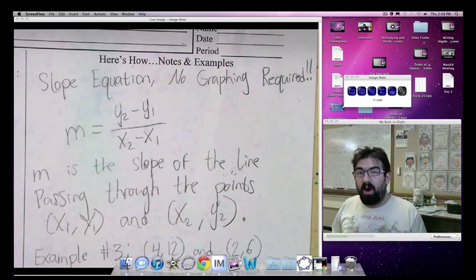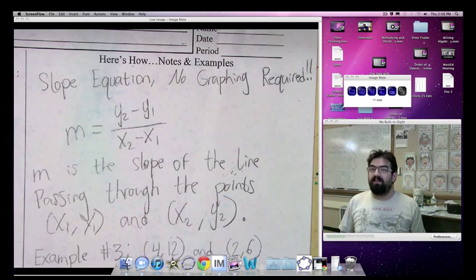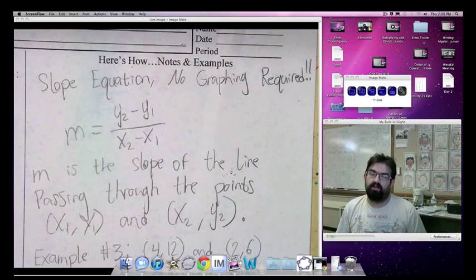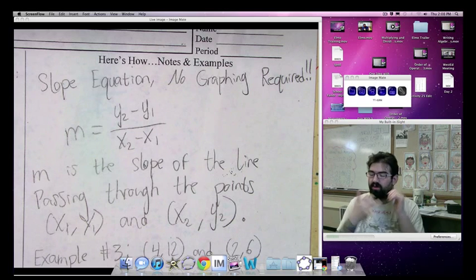Slope equation. No graphing required. There's a way of doing this without even using a graph, which is a huge thing for this year and also for next year. It saves you time. You don't have to go through putting axes up. It's a really neat trick.